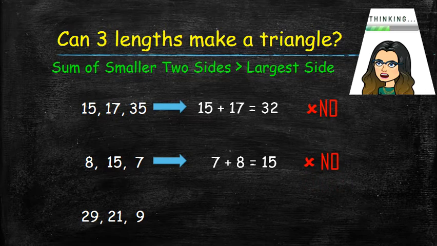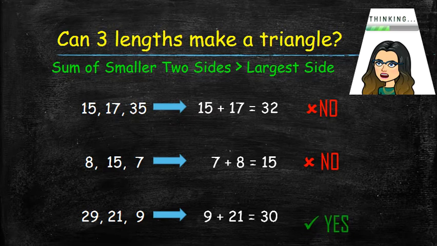For our last set, 29, 21, and 9, once again, they're not in order. I add my smallest two numbers, 9 and 21, and I get 30. 30 is bigger than our largest number, 29, so these will make a triangle.